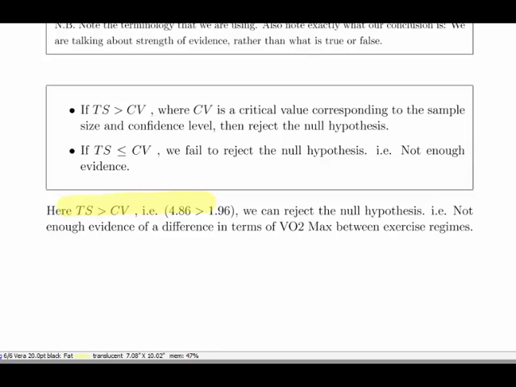There is enough evidence, there's definitely enough evidence, never mind that, enough evidence of a difference in terms of VO2 max between the two exercise regimes. Okay, so essentially there is a difference in your fitness depending on which of the two exercise regimes you take. So there's significant evidence of that. Okay, that's the correct conclusion, because really hypothesis testing is really about evidence. It's not about proofs. Okay, I think we'll leave that there.